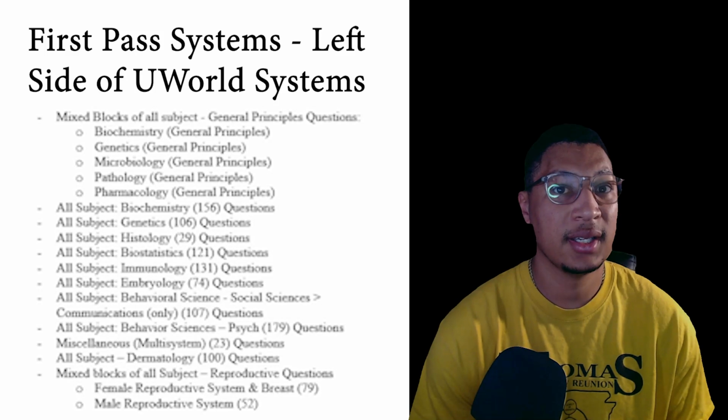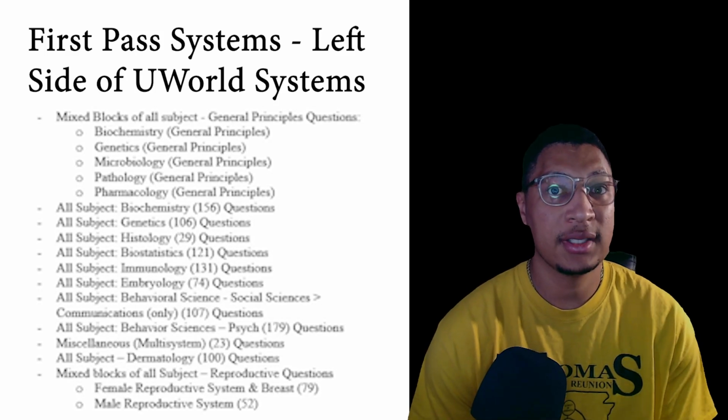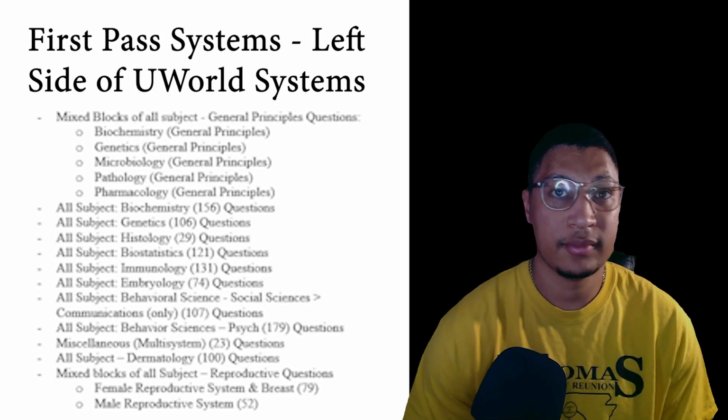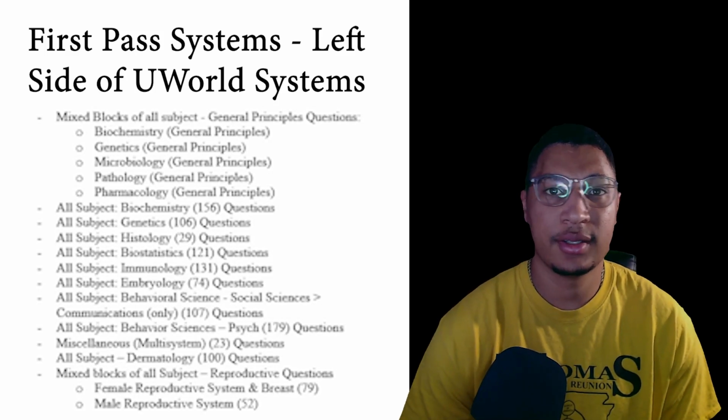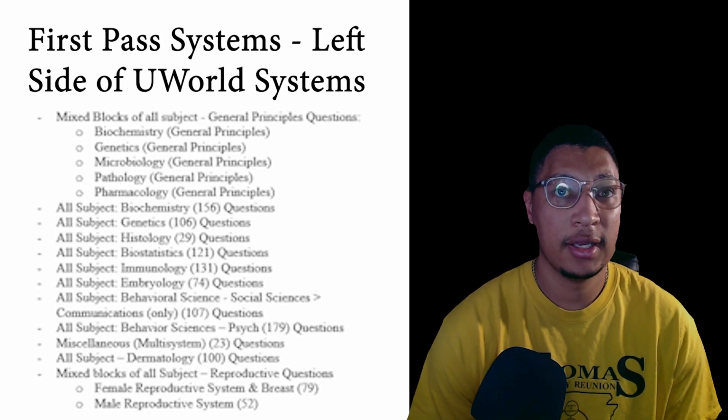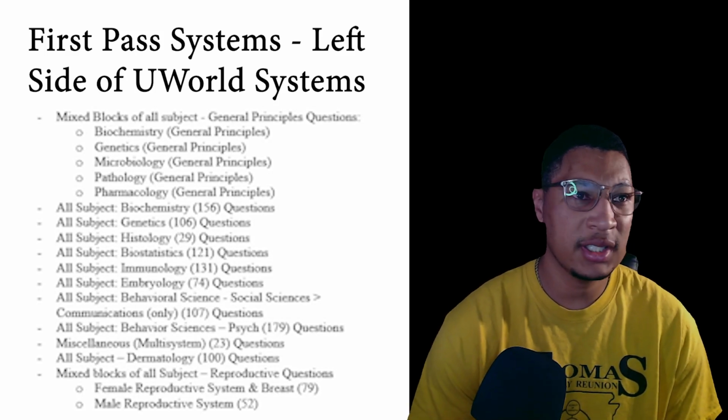Then I did my genetics, my microbiology, my pathology, my pharmacology. And then using all the subjects, having those selected, I chose all the biochem questions, which is about 156 questions. And I just focused on those. Then I moved down to all my genetics, so doing 106 of those. Then I moved down to my histology, which was a good 29.